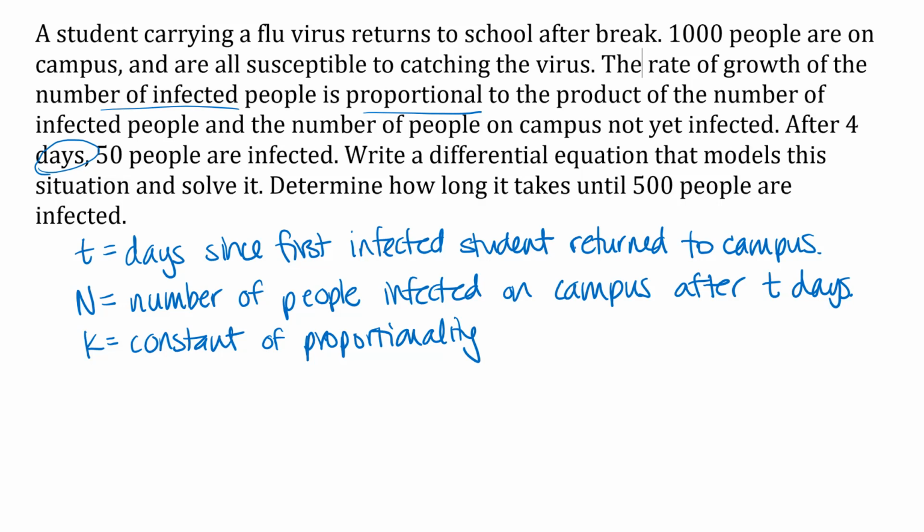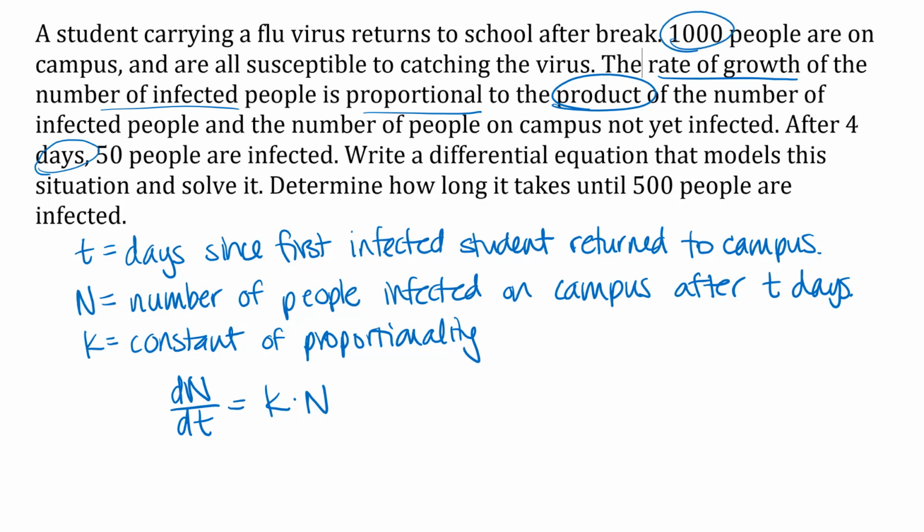All right, so we want to go ahead and write our differential equation. So we're basically going to just translate what is stated in the second sentence into a differential equation. So we've got a rate of growth, that's our derivative there, of the number of infected people. So that's our dn/dt is proportional to, so equals k times the product. So we're going to have a multiplication here of the number of infected people, that's our n, and the number of people on campus not yet infected. So the number of people that are still susceptible.